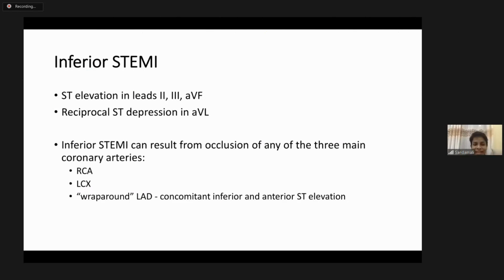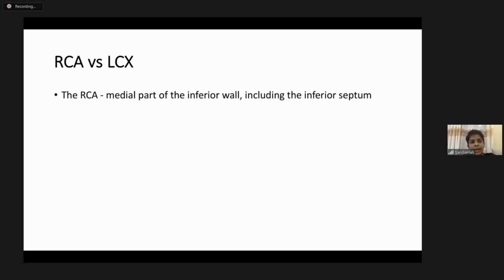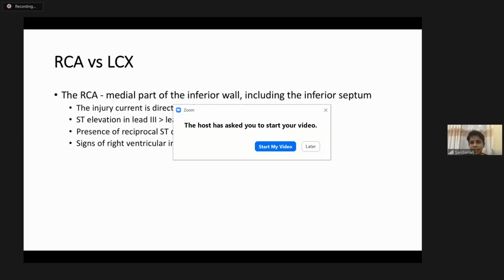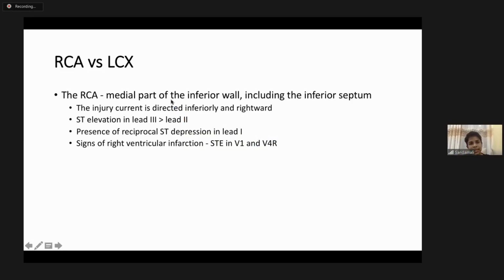So inferior STEMI can occur due to right coronary artery and left circumflex, and also due to wraparound LAD. But is it possible to get an idea whether inferior MI is due to RCA or LCX by looking at the ECG? Yes. RCA usually supplies the medial part of the inferior wall, including the inferior septum. So the injury current is directed inferiorly and rightward. Therefore, ST elevation is more in L3 than L2. And there will be reciprocal ST depression in the lateral lead L1.